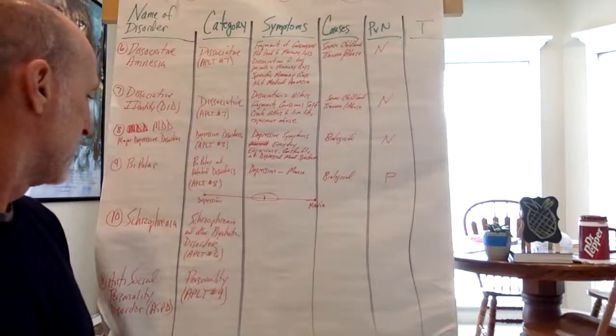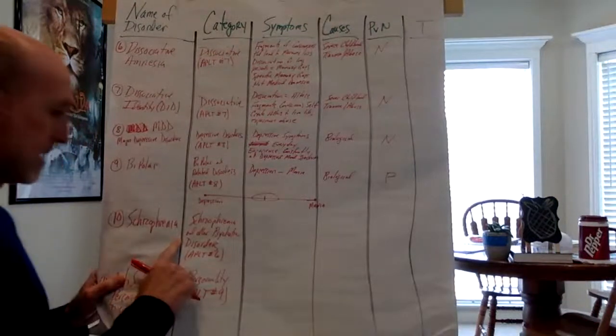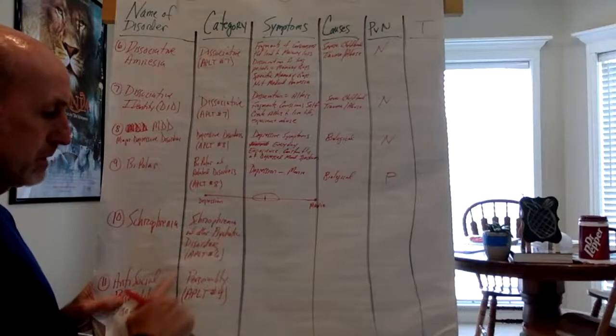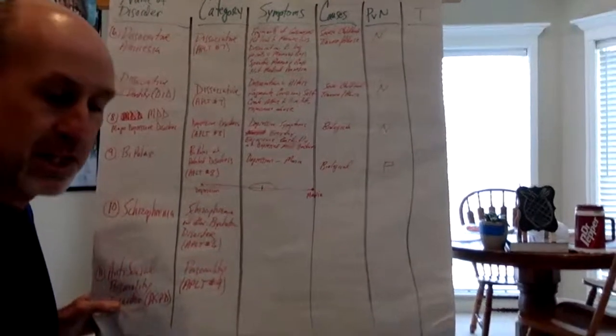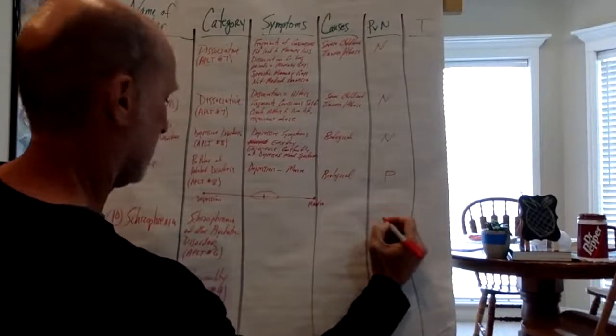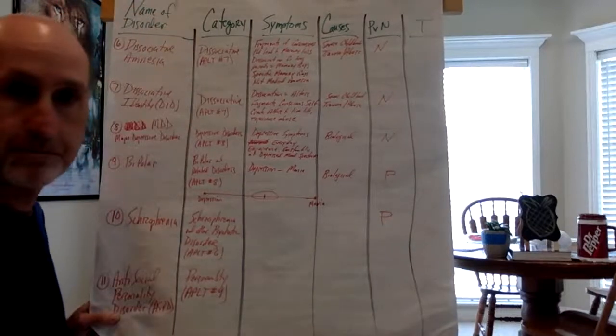All right, so schizophrenia. Number 10 today, schizophrenia and other psychotic disorders. AP learning target number 6. Because it is psychotic, we know that it's going to be psychotic over here.